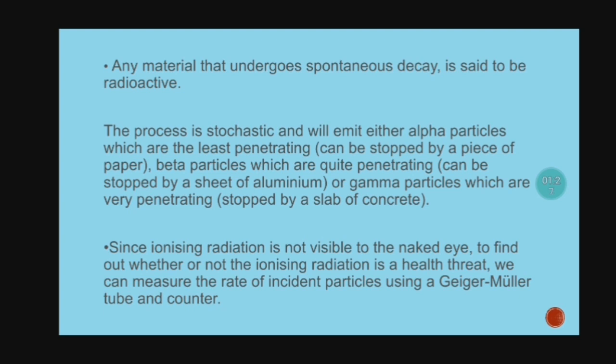Since ionizing radiation is not visible to the naked eye, to find out whether or not the ionizing radiation is a health threat, we can measure the rate of incident particles using a Geiger-Müller tube and counter.